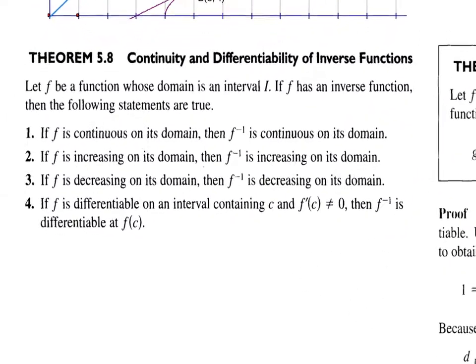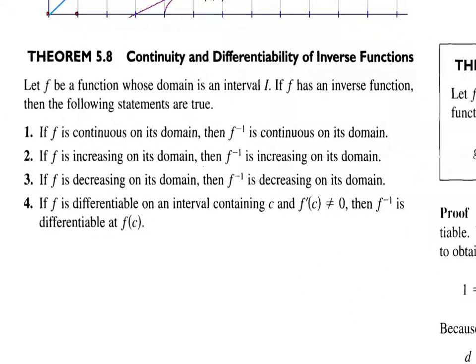Now, there are a couple of other quick details to keep in mind as you're doing different problems related to these. If the domain is I for the function f, and f has an inverse, then notice if f is continuous on its domain, then the inverse is continuous on its domain. Okay? Notice there are two different domains here, potentially. If f is increasing on its domain, then the inverse is increasing on its domain. If f is decreasing on its domain, then f inverse is decreasing on its domain.